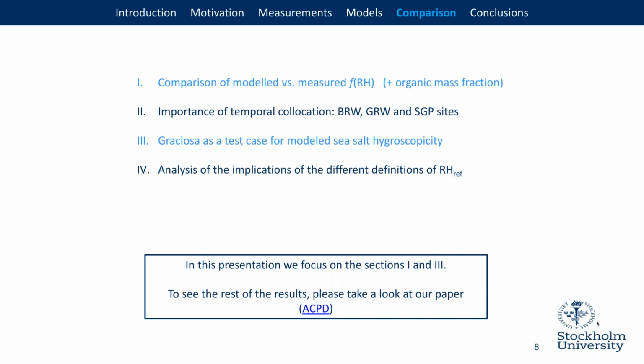So the results I want to show here are the ones marked in light blue, number 1 and 3. First I'll show a comparison of the model and measured scattering enhancement factor, and I'll also show some results with the organic mass fraction. And then I'll focus on a test case for model aerosol hygroscopicity, where we are focusing on one of the sites, Graciosa, because of its characteristics. If you want to check some of the other results, you can check out our discussion paper.